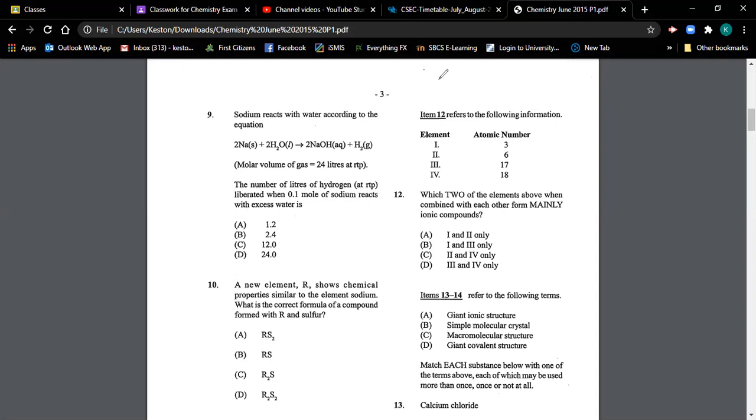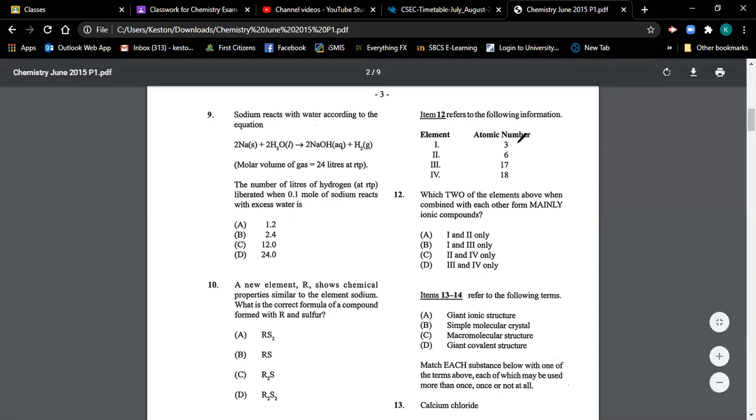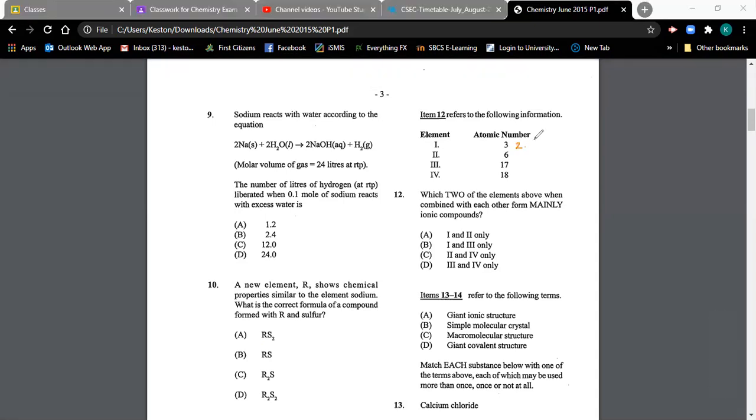12, so let's look at 12. Which two of the elements above, when combined with each other, form mainly ionic compounds? So looking at a metal and a non-metal. So use that same method I was telling you about before. Very good job, Navin. Navin has an answer. 2 and 4. This one is 2, 8, 7, 2, 8, 8. So this one has a noble gas structure. This is carbon, this group 4.